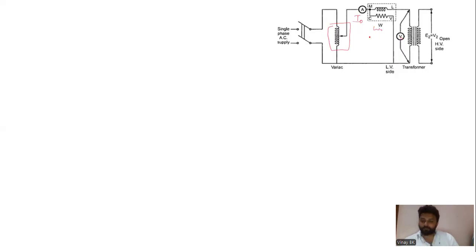Very simple. Repeat: by keeping the secondary side open, vary the auto transformer till the rated voltage of the primary winding of the transformer is reached, noting down the values of I naught, W naught, V naught.